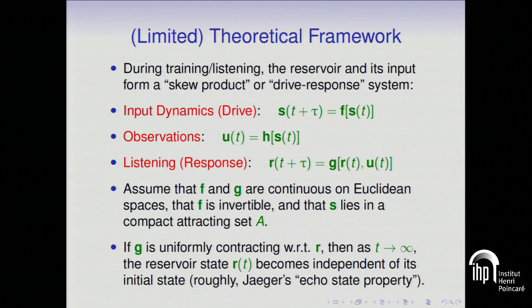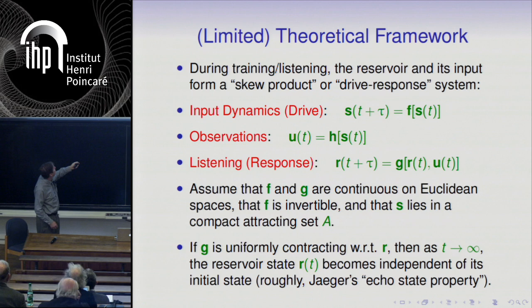So I want a couple slides here just about what we understand from the theoretical point of view, but it's admittedly very limited. But I think it's useful in terms of thinking about how these things work. So this is the setting in a more abstract setting here. This equation here for r of t, this g is what I showed you before, that was the thing with the hyperbolic tangent and so forth. But the reservoir equation is driven by a signal u of t.